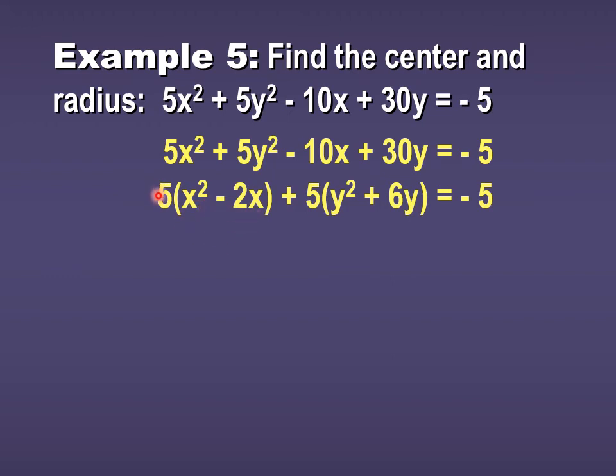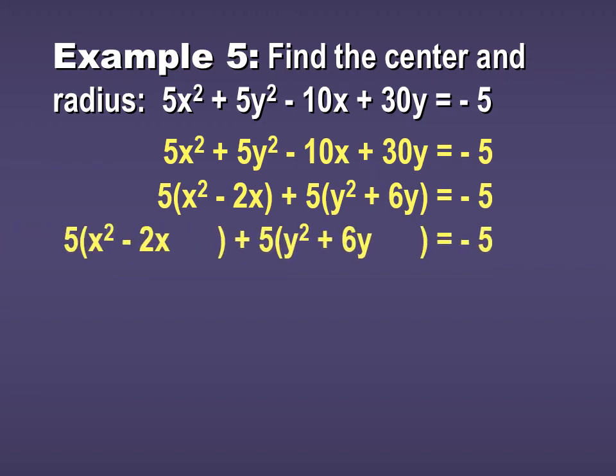You can always check back to make sure you did it correctly. 5 times x squared, 5x squared. 5 times negative 2x, negative 10x. So it works, all right? Also, we had to factor out the term in front of y squared, which is a 5. So 5 goes into 5y squared once, leaving us y squared. 5 goes into 30y 6 times, leaving us 6y, okay? So make sure it checks. 5 times y squared, 5y squared. 5 times 6y, 30y. So it works, okay? Now that we factored out the leading coefficients in front of the square terms, now we can complete the square.